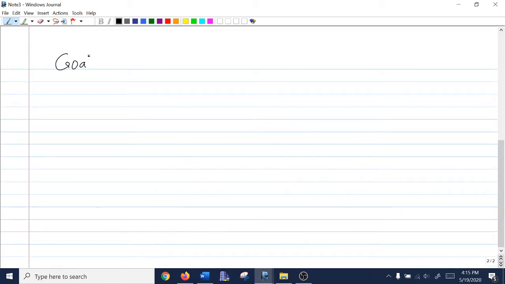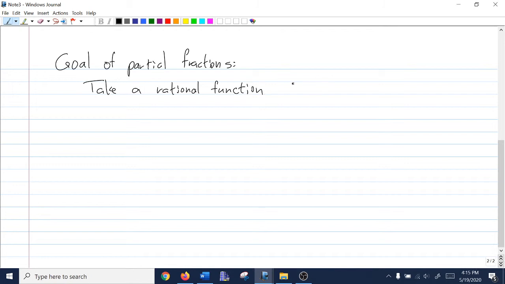The goal of partial fractions is to take a rational function. Have you heard the word rational function? A rational function is a polynomial over a polynomial. Should I talk about the word rational function for a second?